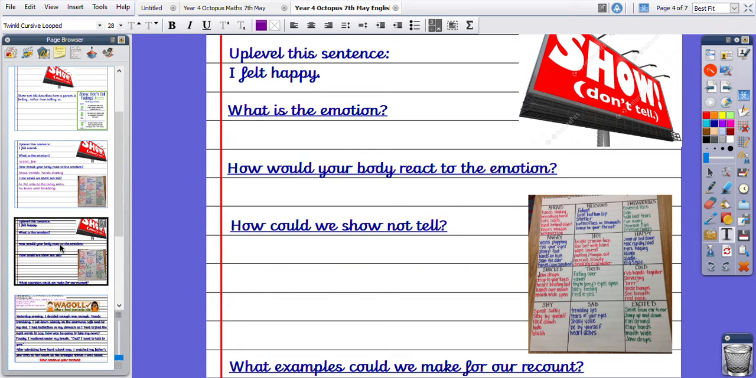So now it's your turn. If I felt happy, what is the emotion? How would your body react to the emotion? And how could we use show not tell? So I want you to have a go at what I have just done independently in your book. When you have done that, what examples could we make of show not tell for our recount?